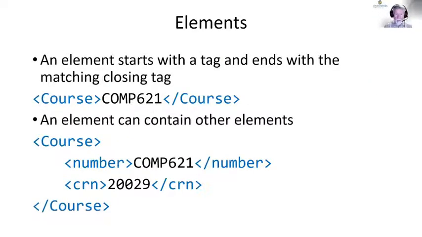Okay, elements. An XML file is a collection of elements. An element is a tag followed by everything up to its end tag. So here, course, and everything between that and the end course is an element. Elements can contain other elements. You can have, in this case, the course element containing a number and a CRN. In other words, it has 2 other elements within this element. And you can, of course, nest them to whatever depth you like. And typically, XML files for real applications start to get kind of deep.